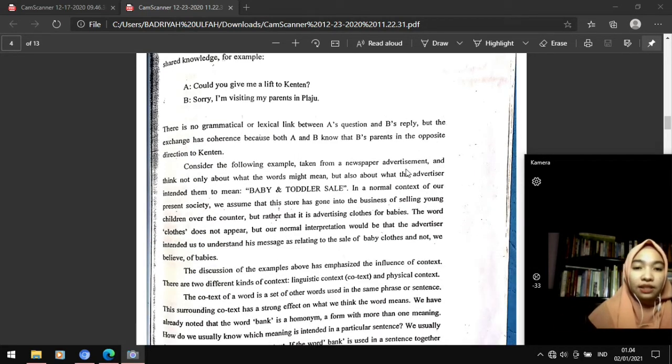There's also another context, especially in advertising. Consider the following example taken from a newspaper. When you are going to the mall, there will be a sign saying baby and toddler sale. It doesn't mean that this shop is selling babies or toddlers, but they sell things. It can be clothes, or anything related to babies and toddlers, and it's now on sale. In a normal context of our present society, we assume that the store has not gone into the business of selling young children over the counter, but rather that it is advertising clothes for babies. So the word clothes does not appear. You don't need to put baby and toddler clothes sale, because you already know that this shop is selling clothes. So that's why you just say baby and toddler sale.